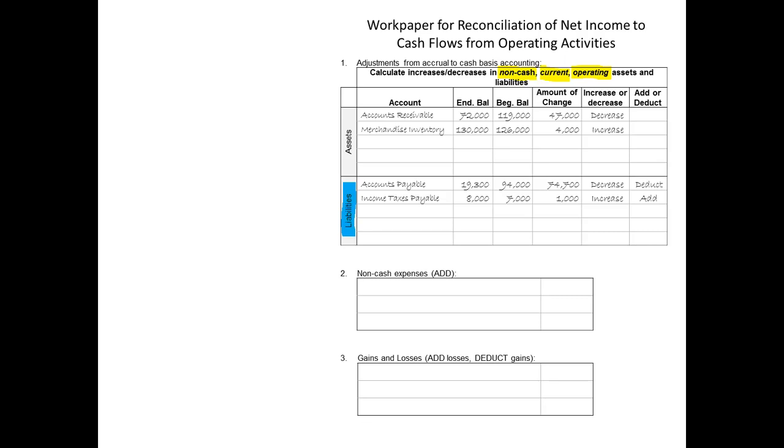Not so bad, right? Now move to the asset section of our work paper and do just the opposite. If the change was an increase, you'll enter the word deduct. And if the change was a decrease, you'll enter the word add. Again, explaining why this little system works to convert accrual accounting to cash basis accounting is beyond where we have time to go in this ACLIT.